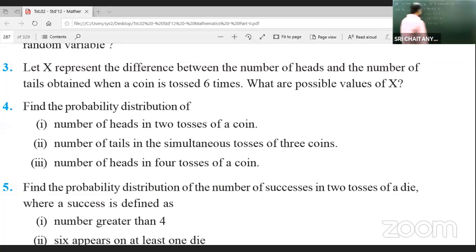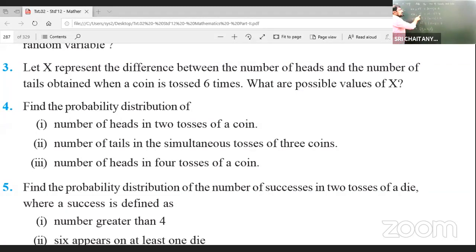Repeating. X has values 0, 2, 4, 6. X represents the difference between the number of heads and tails. He has not given it to you respectively, so I took modulus here. 6 heads and 0 tails. I can get it like this. 6 tails and 0 heads, so you are going to get it like this.